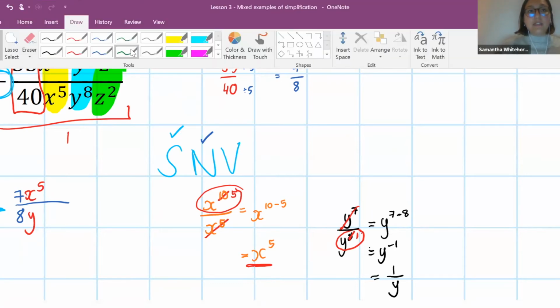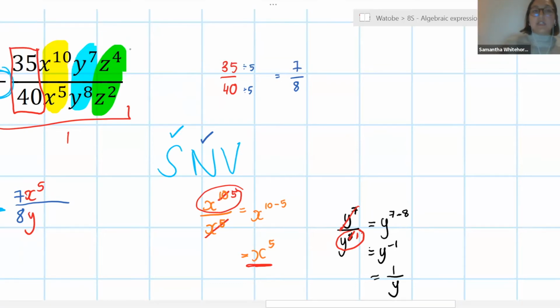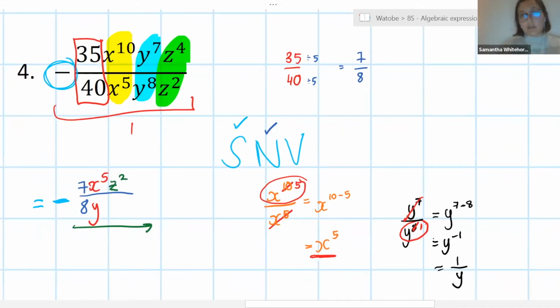And then finally, the z's. We've got 4 z's in the numerator, 2 in the denominator. So that means when I simplify, I'm left with a z squared in my numerator. I'm sorry, that's a very odd looking z. But your answer is -7x to the power 5z squared over 8y. Right, and I saw that coming through quite a lot in the chat, so well done, guys.